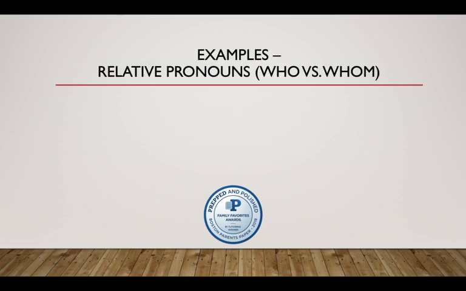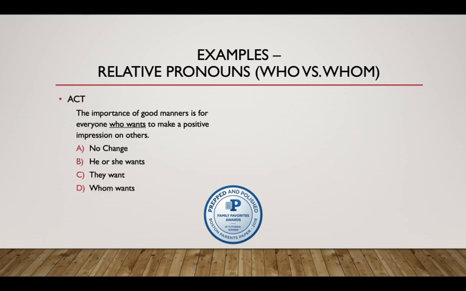Let's take a look at some relative pronouns, who versus whom. These ones can actually go pretty quickly if we're keeping in mind who is a subject and whom is an object. Let's take a look at an example. The importance of good manners is for everyone who wants to make a positive impression on others. Okay, well, the importance of good manners is for everyone he or she wants to make a positive impression on others. The importance of good manners is for everyone they want or whom wants.